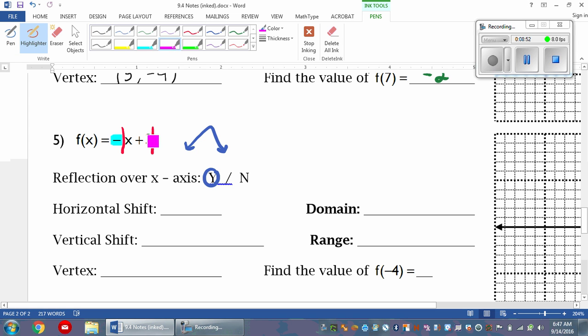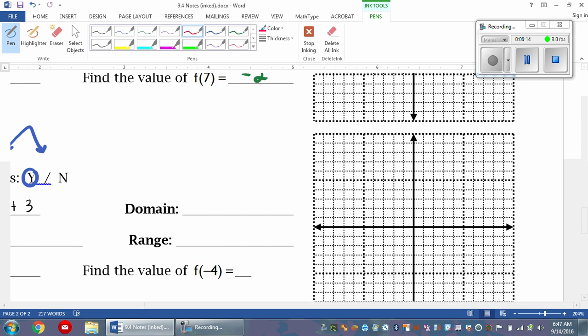The horizontal shift always comes from inside those absolute value bars. +3 is left 3. And since there's nothing outside those absolute values, there is not a vertical shift, so there's none, so I don't go up at all. So left 3 is -3, and since I don't go up at all, it's 0. All right, let's go ahead and graph this. So again, I'm going to start graphing my vertex, -3, comma 0.